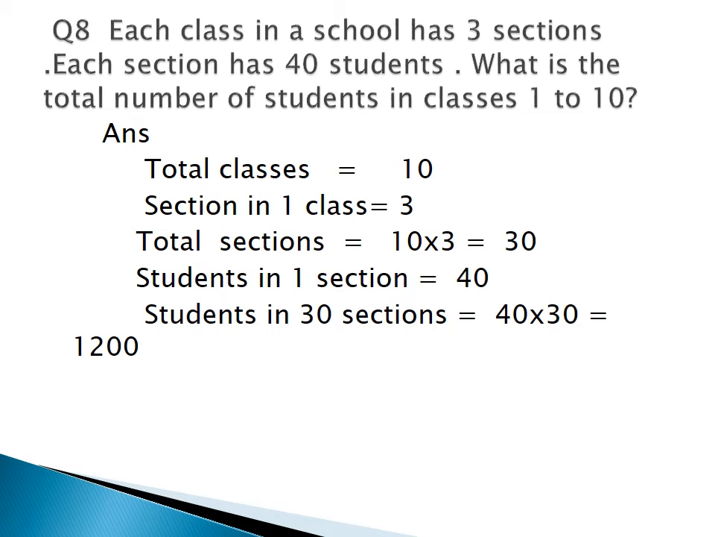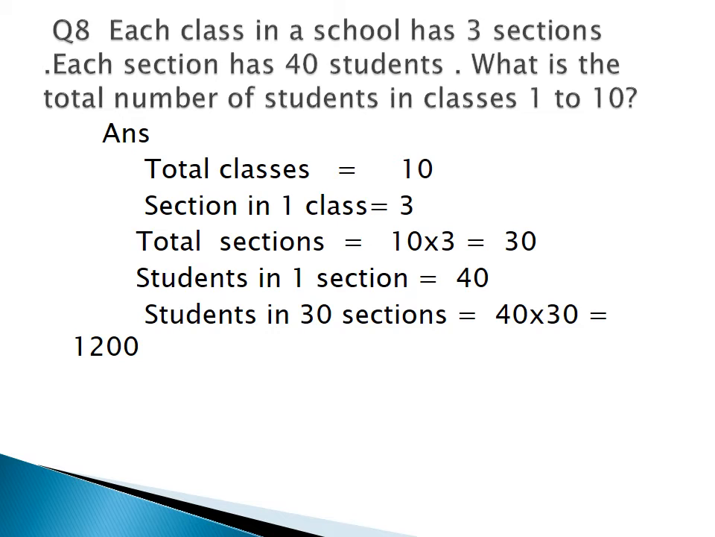Total sections in 10 classes, 10 multiplied by 3 is equal to 30. Sections in one class is equal to 3. Total sections in 10 classes is equal to 10 multiplied by 3 is equal to 30.